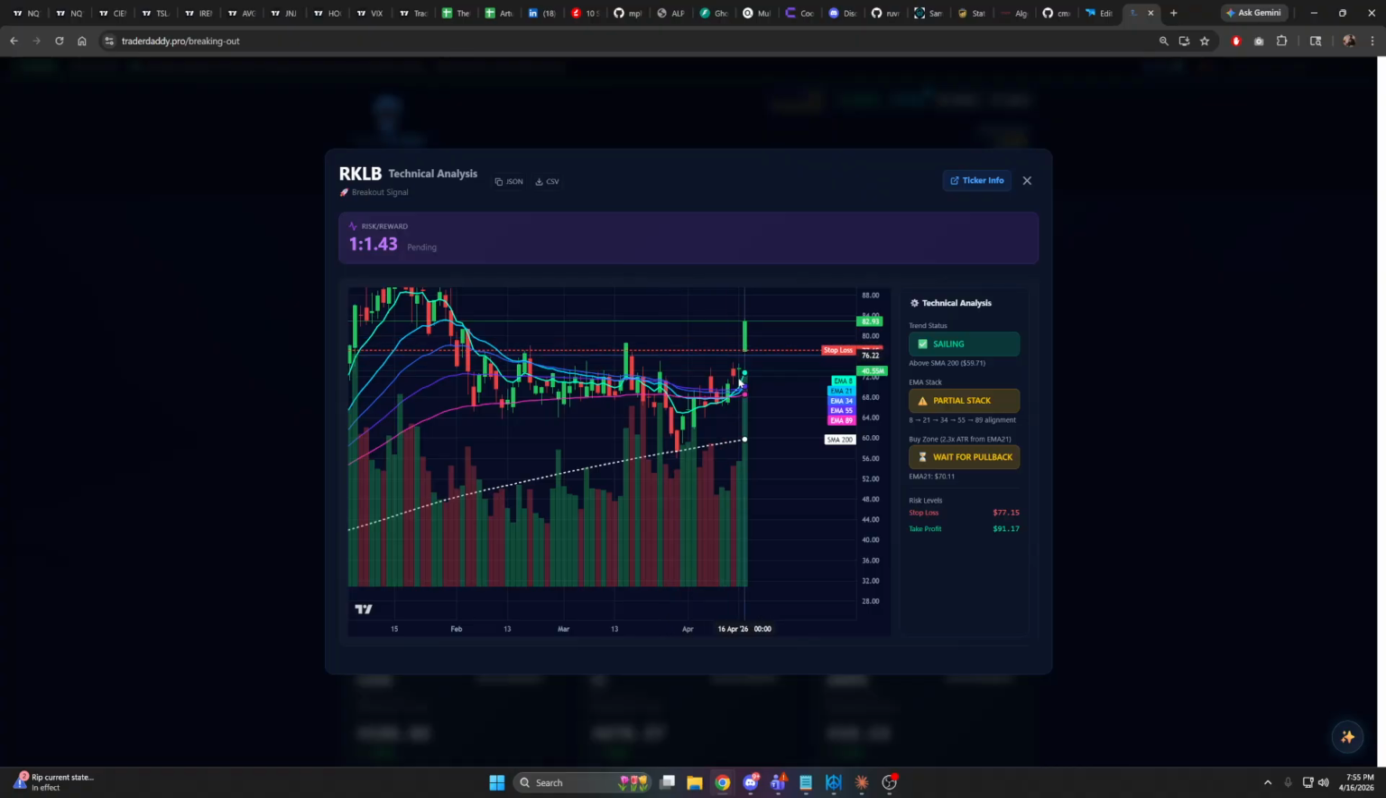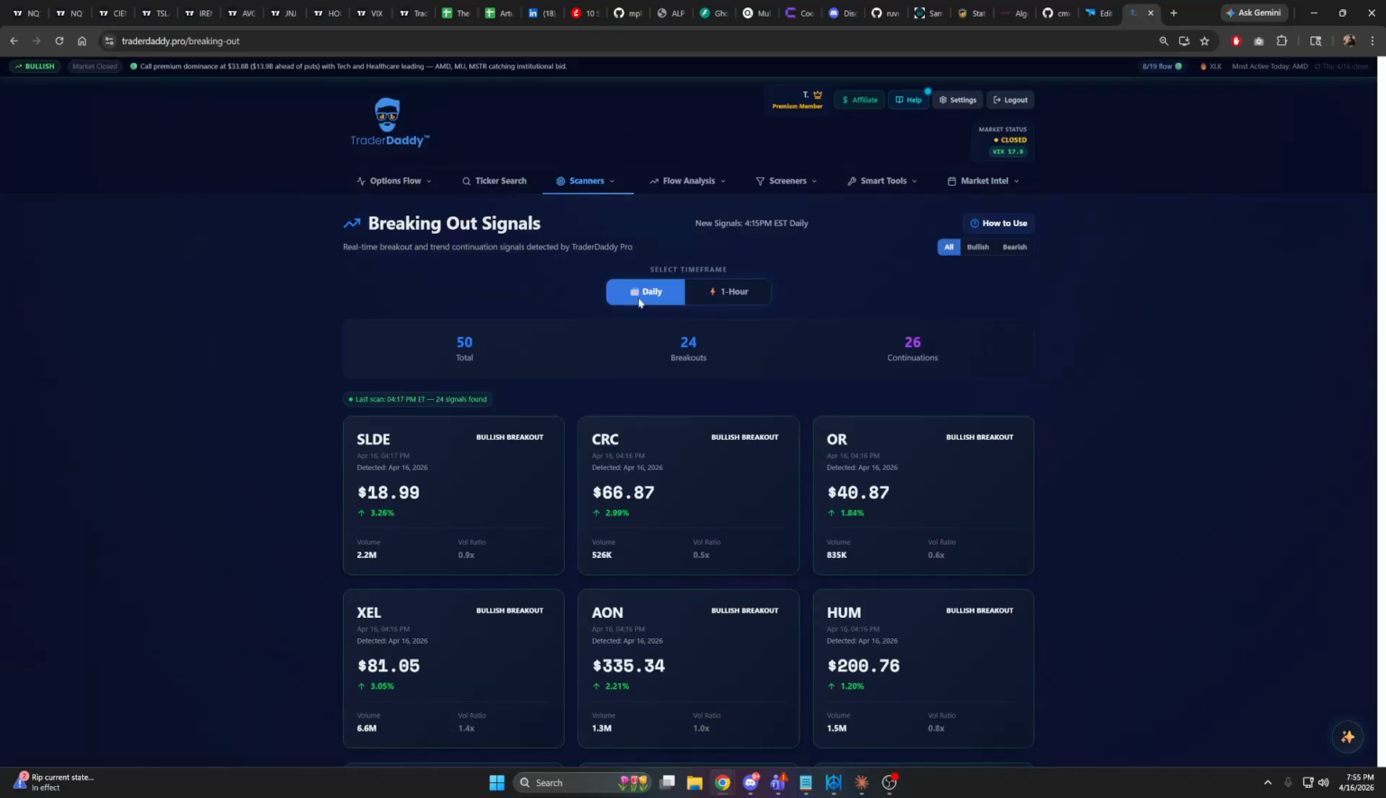The script that runs this is based on a pretty complicated TradingView indicator that I've built over the years. So this is something you're not going to just find outside. And yeah, so that's this page.